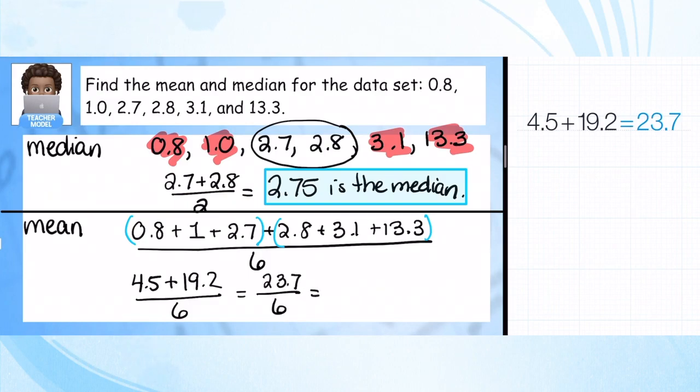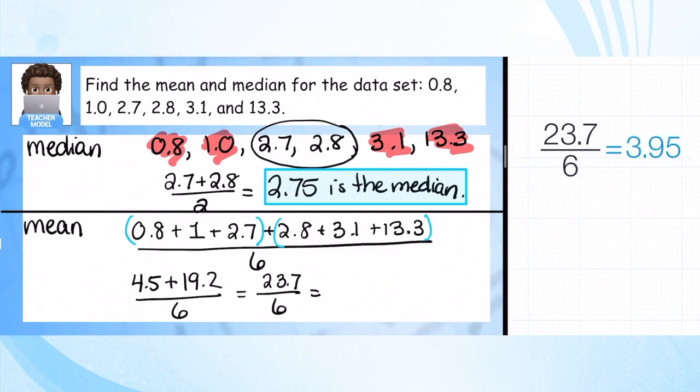$23.7, and let's divide this by 6. And I get 3.95.